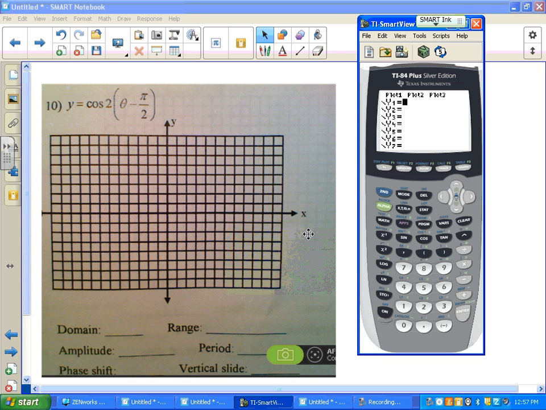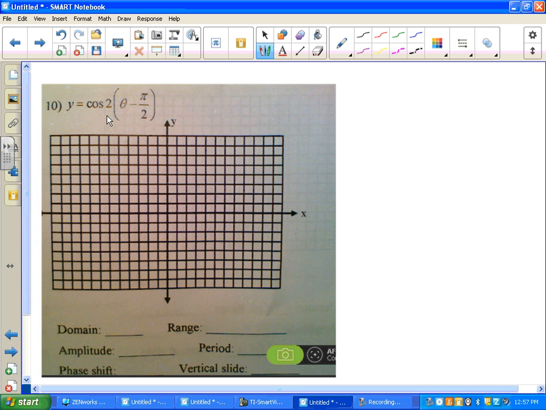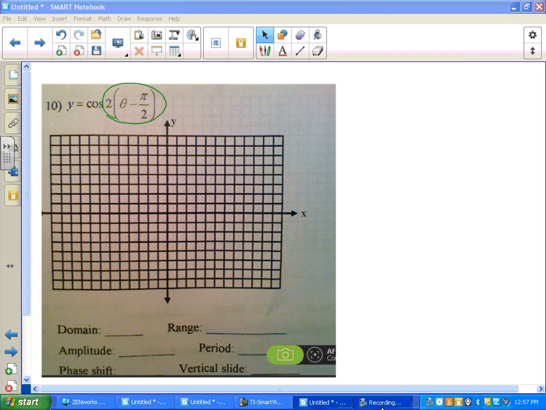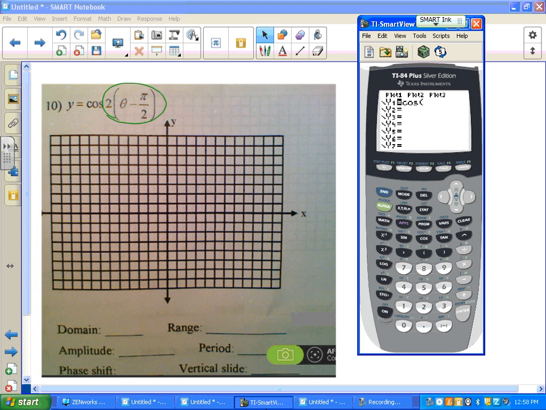Okay, how do I type this into the calculator? I almost said computer. First thing we do is cosine. It automatically pops up the parentheses for you. Now, we have to take the cosine of all of that. So we're going to do the 2, then we do the parenthesis, then we do our variable, which is theta or x, minus pi over 2.